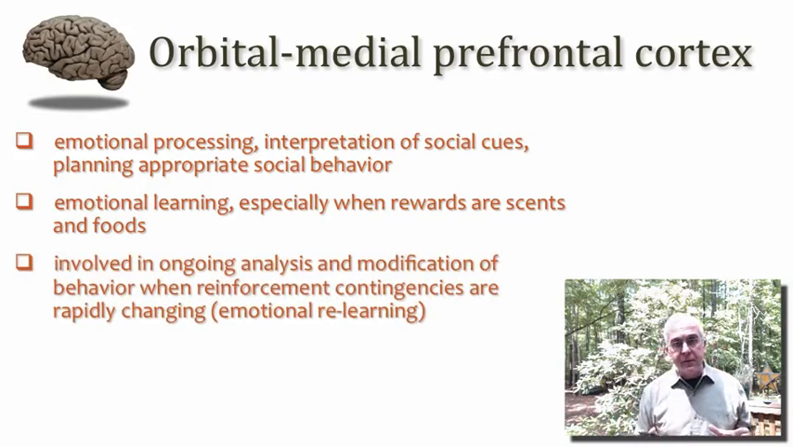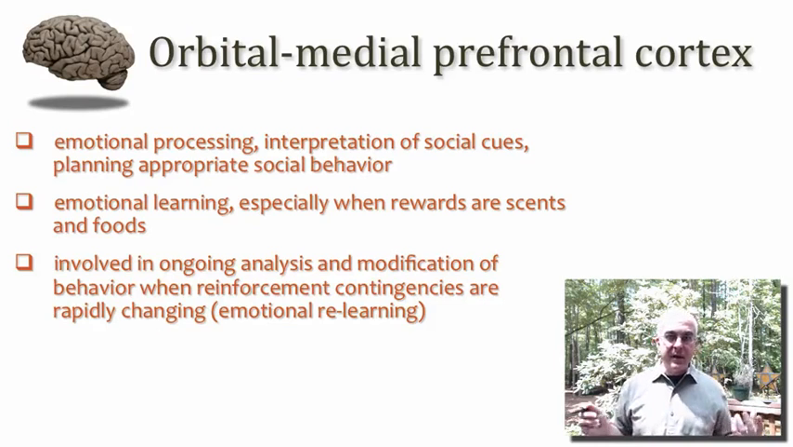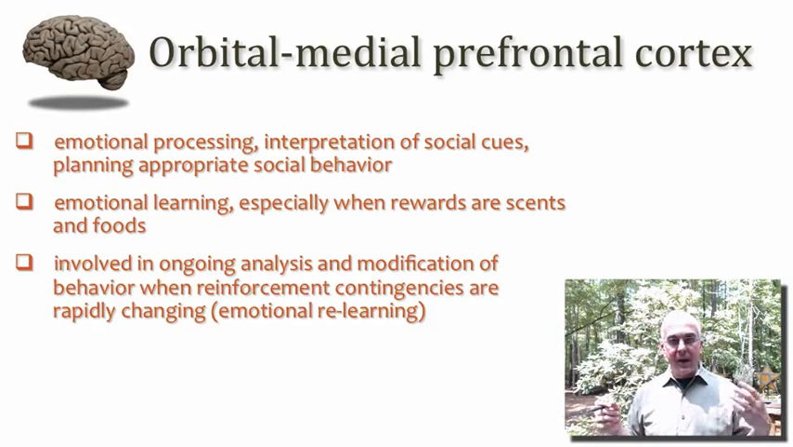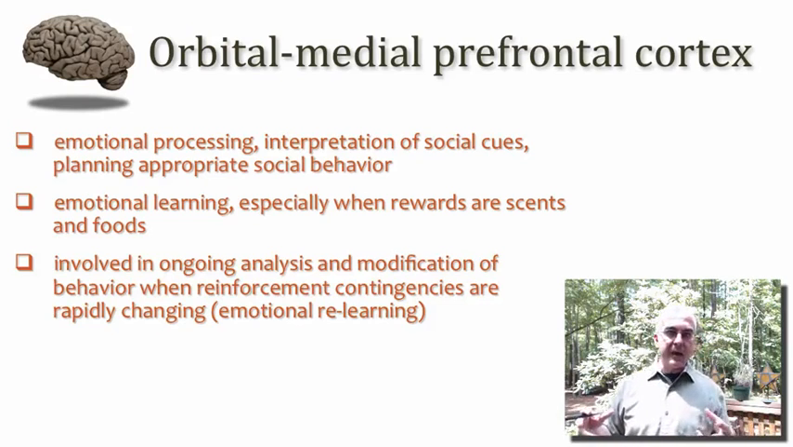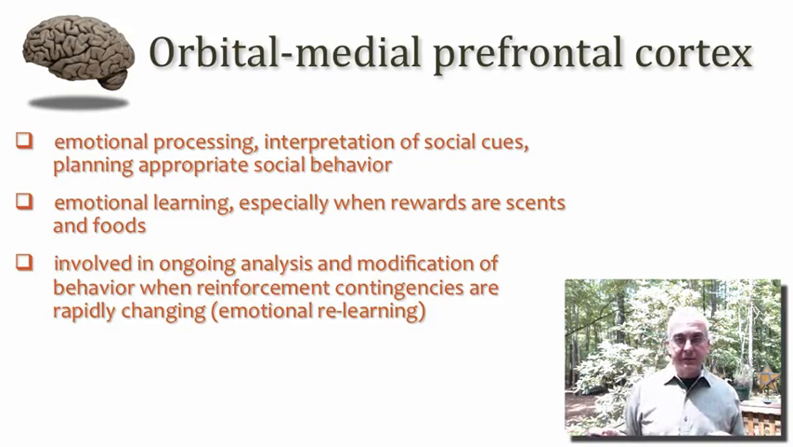The orbital and medial prefrontal cortex is involved in the ongoing analysis and modification of behaviors, especially when the reinforcement contingencies are rapidly changing. We consider this a form of emotional relearning. Imagine just the complexity of being, let's say, in a mixed company in a social situation, be it at a club or at a party or just engaged with a group of friends and perhaps some new acquaintances.